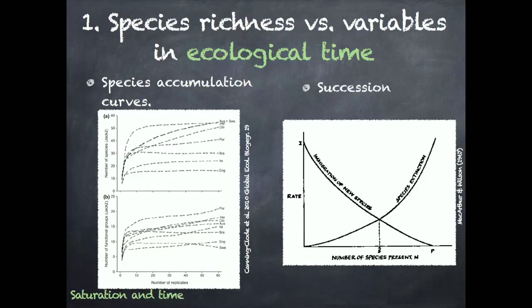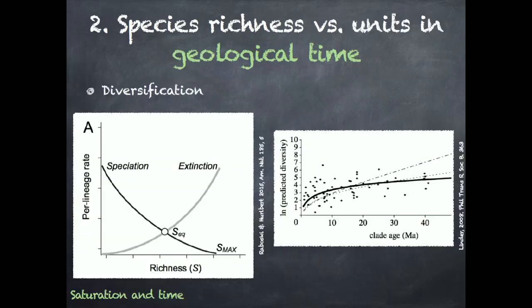The other one that goes into the ecological time category is succession. In this one we will compare the immigration and emigration rates and try to find what is the equilibrium point. But this has to be studied in a longer ecological time scale. Then the same can be tested in a geological time framework, and in this case we will look at the same patterns but using speciation and extinction. So this is on a longer temporal scale.